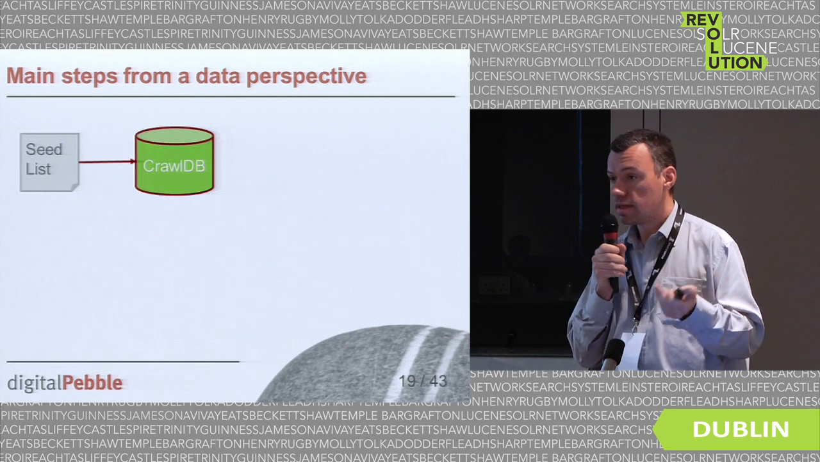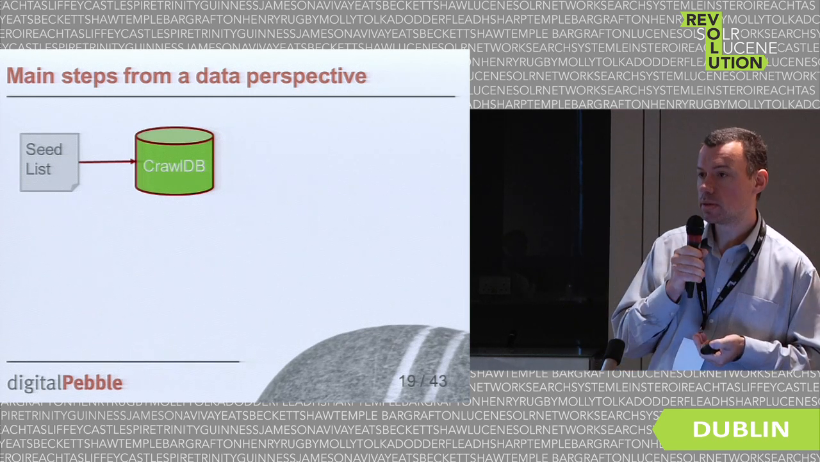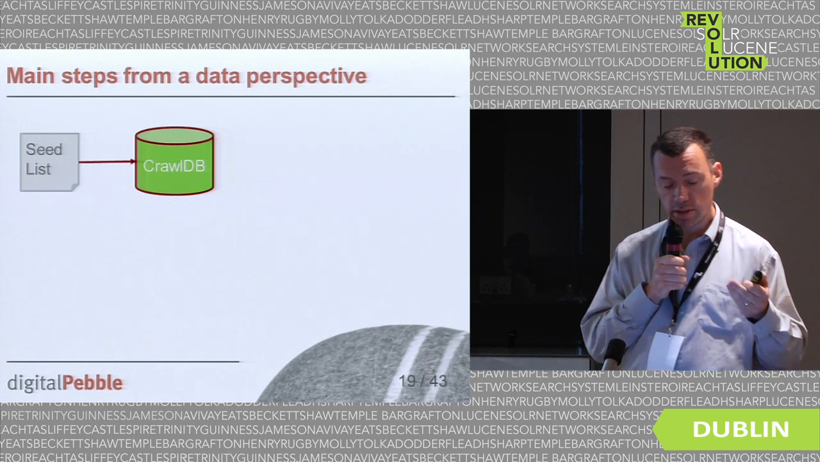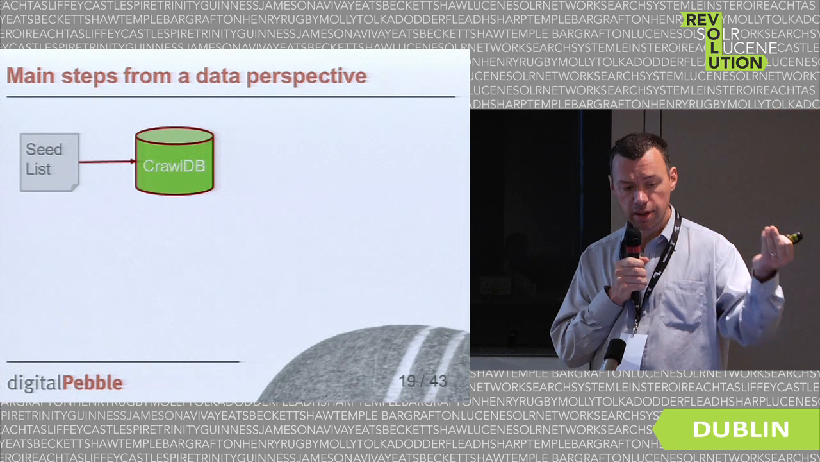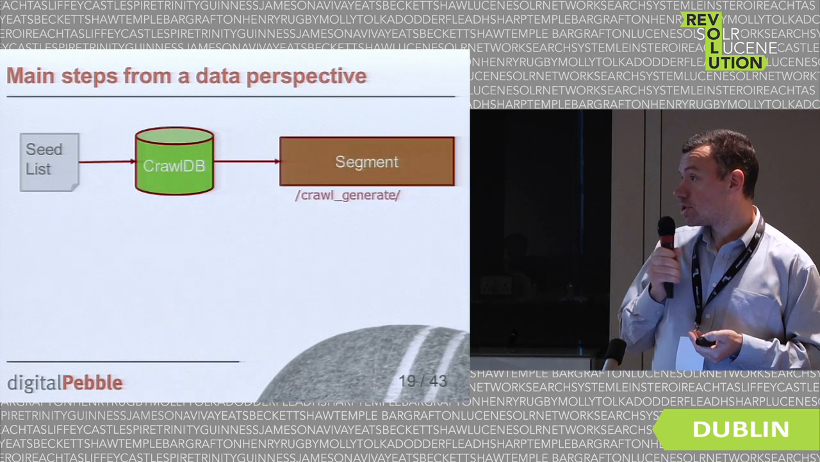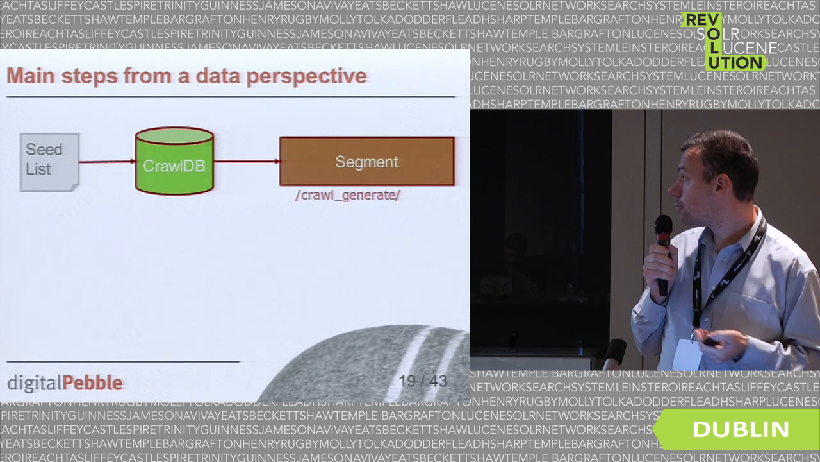So from a data perspective, what are the sort of data structures that we use in Nutch? I mentioned the seed list. That's a pretty straightforward text file. During the injection, we just generate a crawlDB containing these seed lists. So the crawlDB is a good old-fashioned Hadoop map file.